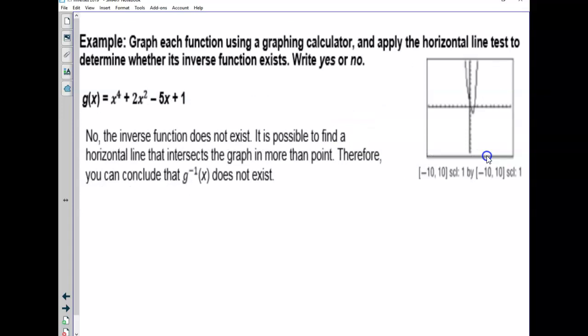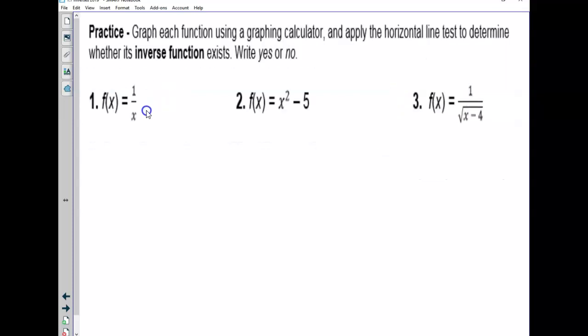Graph this on a calculator and decide whether its inverse will be a function. This one's done for us. Is this going to pass? It passes the vertical line test, but is its inverse going to be a function? Does the inverse function exist? No, because it fails the horizontal line test. Let's talk about some of these.